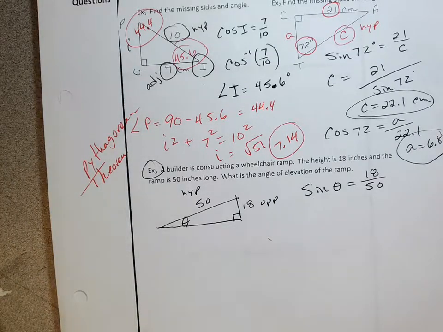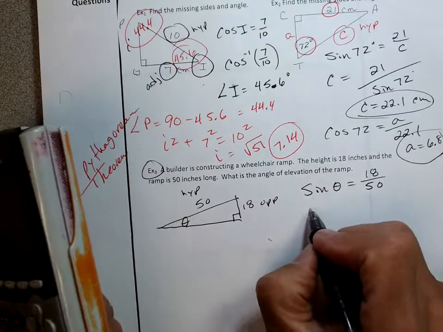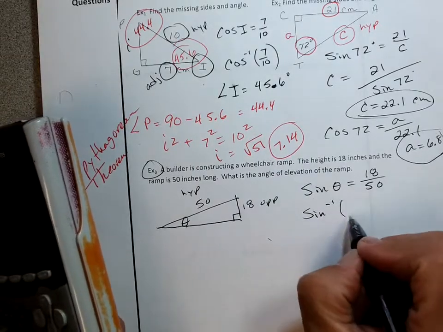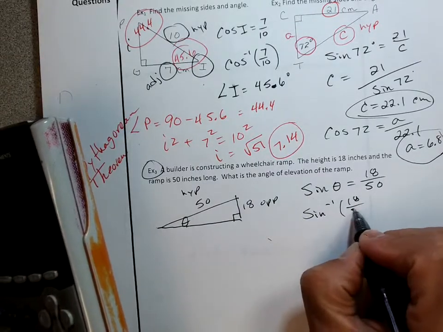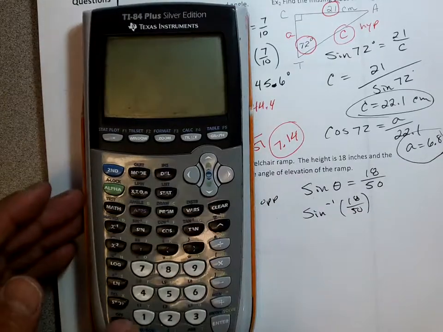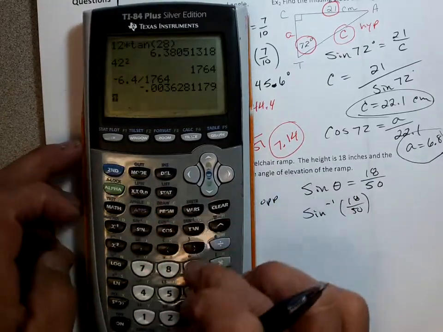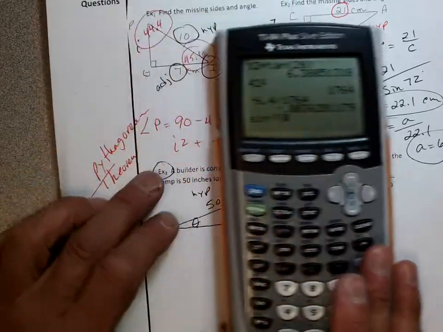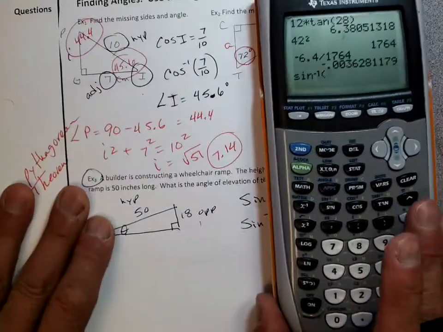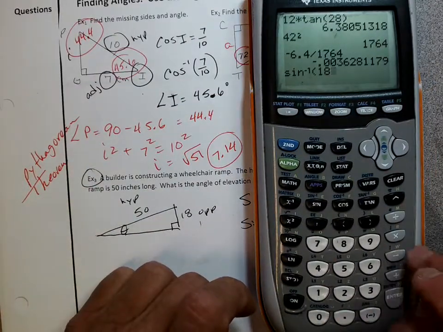So what button do we push? Angle, what button do we push? Second, right? The inverse button, second button, right? So I'm going to go sine inverse of 18 divided by 50. So, all right, I can do that. Sine inverse of 18 divided by 50.